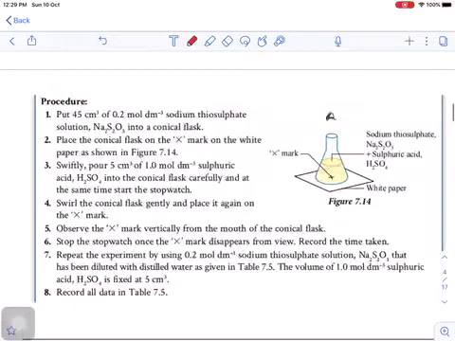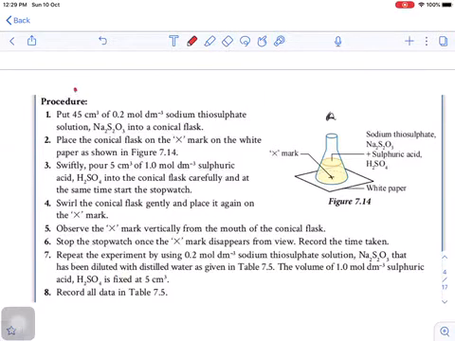The procedure: put 45 cm³ of 0.2 mol per dm³ sodium thiosulfate solution in the conical flask. This one is V, this one is M. And then place the conical flask on the X mark on the white paper as shown in figure 7.14. So, kita ada white paper, kita buat X mark. Normally, kita guna filter paper, kita buat tanda X mark.